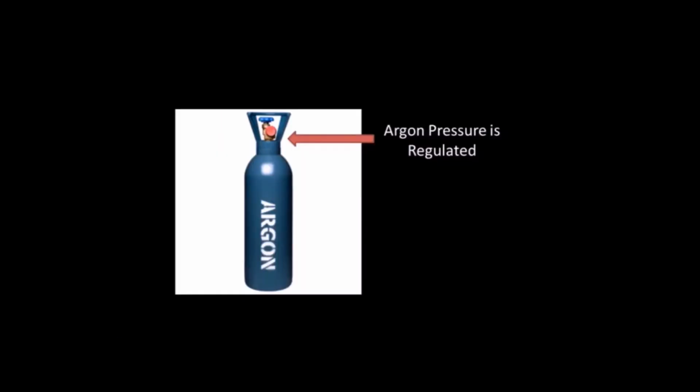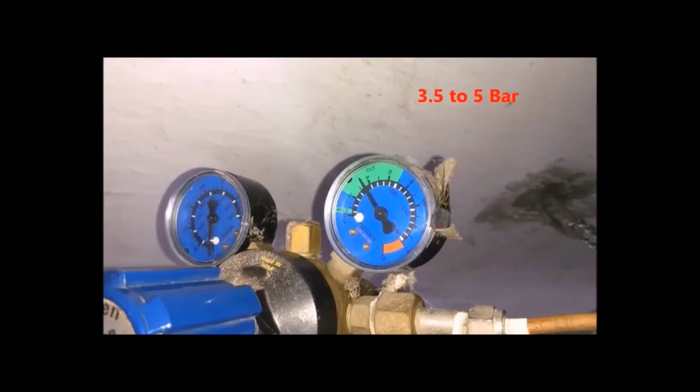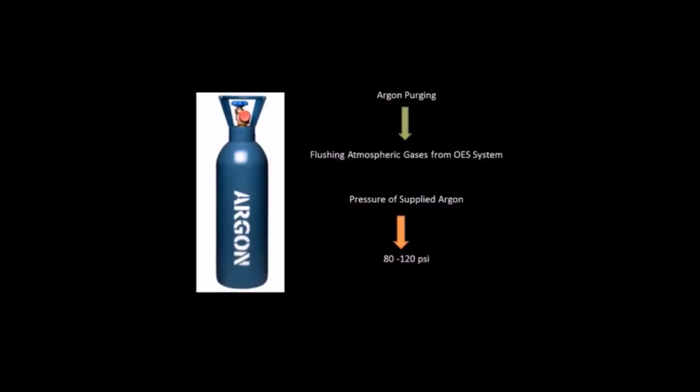Then the argon pressure is regulated. It should be between 3.5 to 5 bars. Argon purging is done through the optical chamber to flush any remaining atmospheric gases in the area between the optical system and the excitation chamber of the sample stand. The argon gas should be supplied at a pressure of 80 to 120 psi.